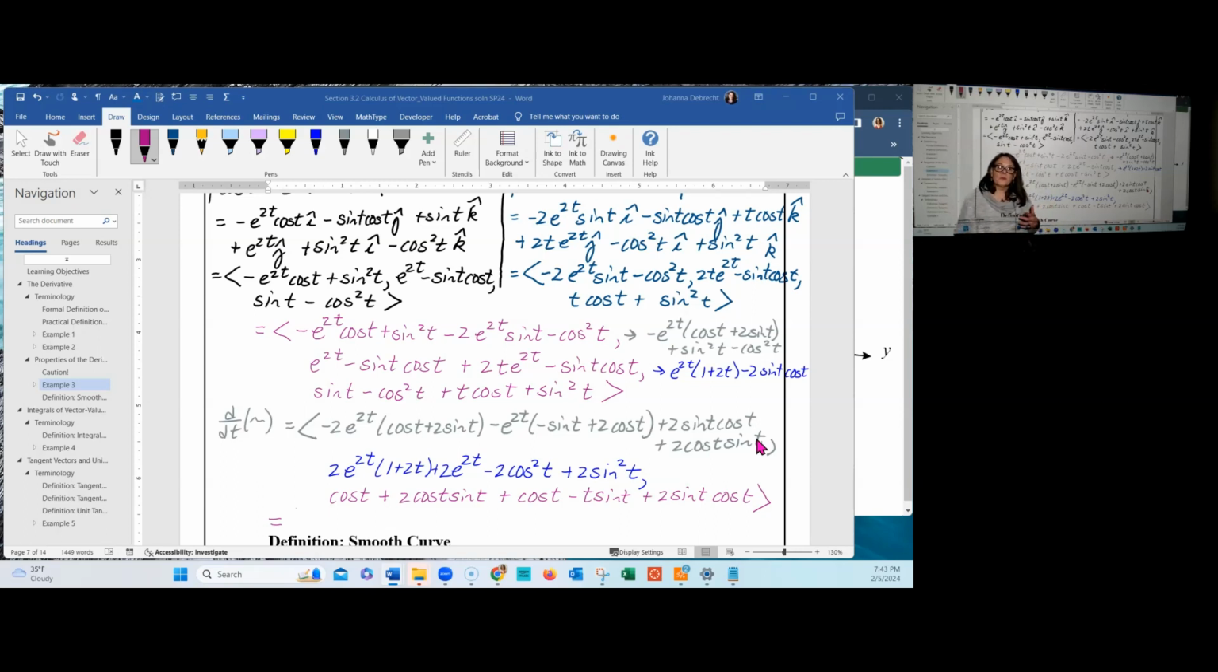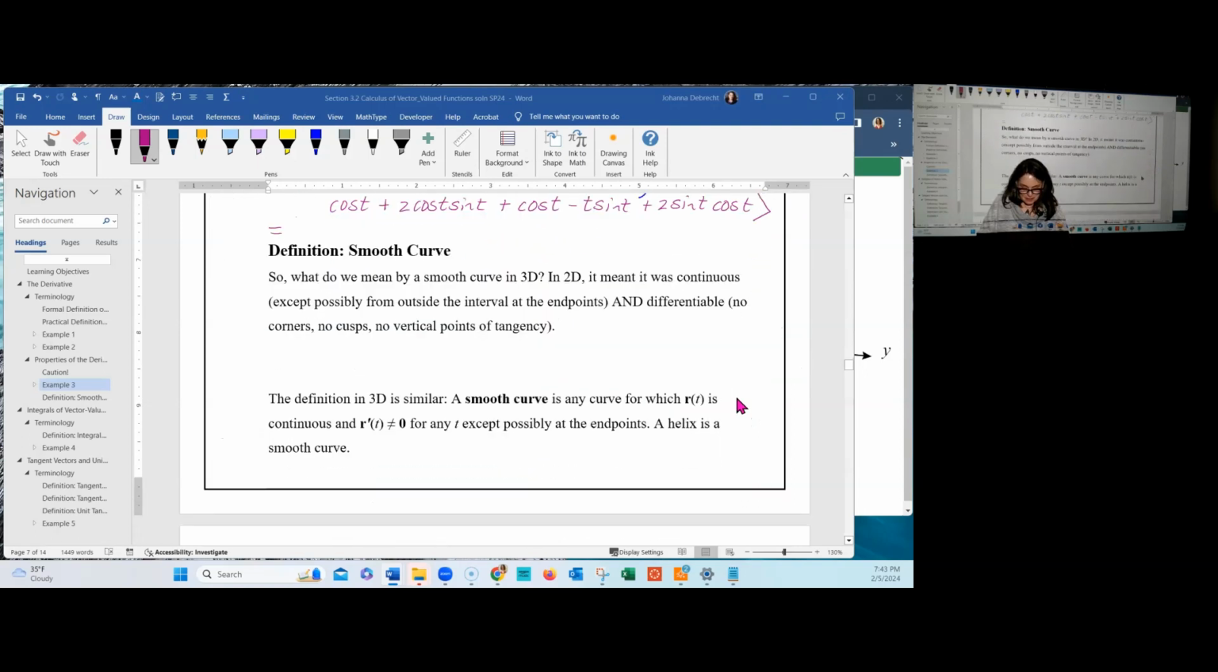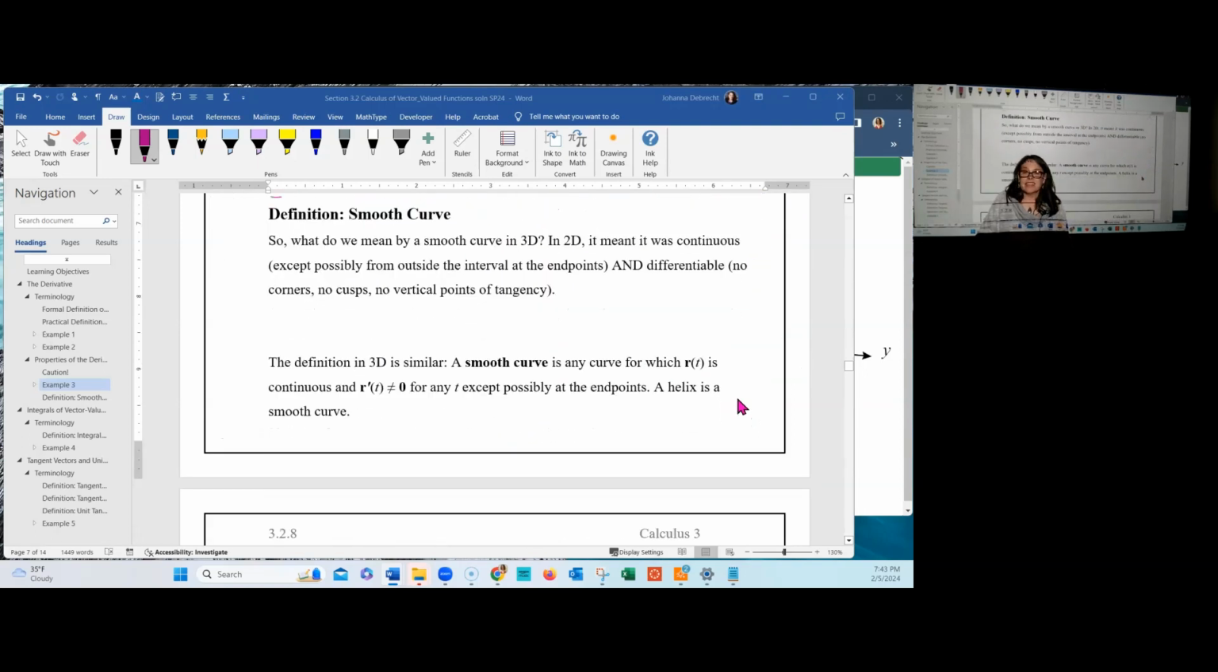I think that the purpose of all of this is just to get you used to applying the properties and used to the cross products and dot products and working with vector valued functions. The rest of this section will not be nearly so difficult. Let's go on now and let's take a look at what we mean by a smooth curve.